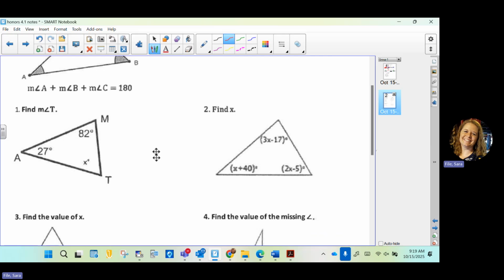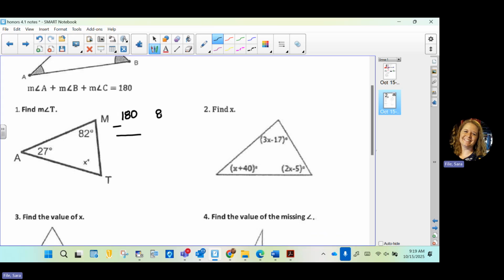Yeah, add the 2 that you know and subtract from 180. Some people said subtract both. That's fine. If you want to start with 180, subtract 82, and then subtract 27 from what's left, that's fine. I think it's easier to add the known angles first and then subtract, but you can do whichever method that you want. Okay, so you're going to subtract what you know from 180 to see what's left.